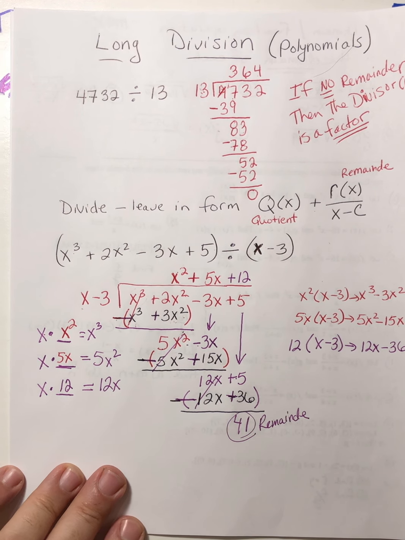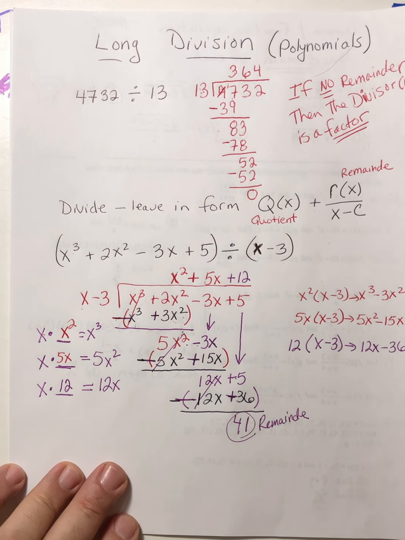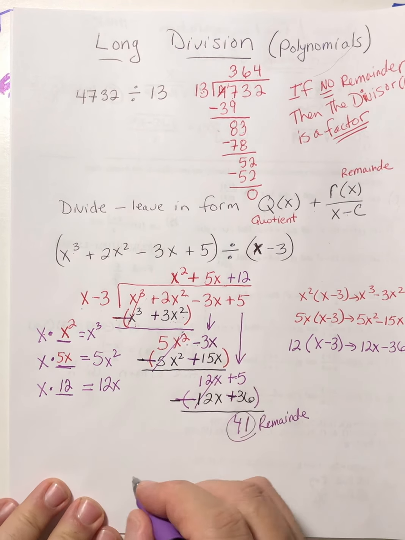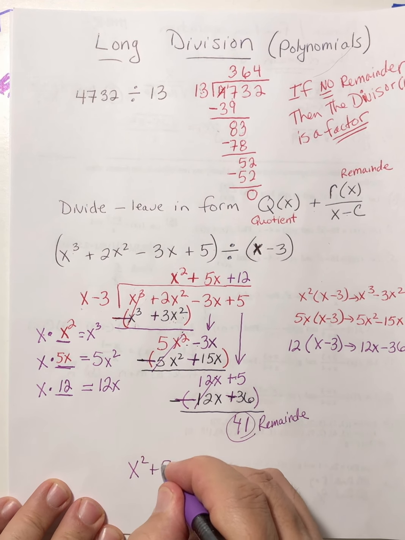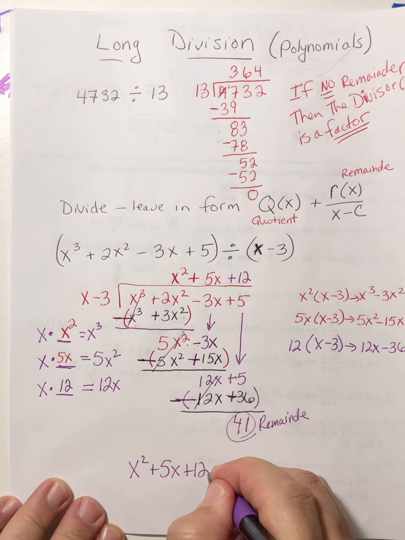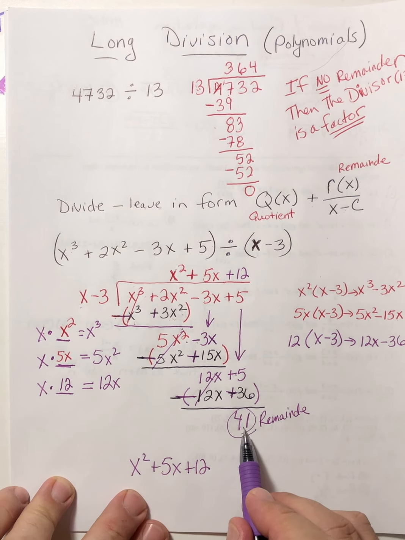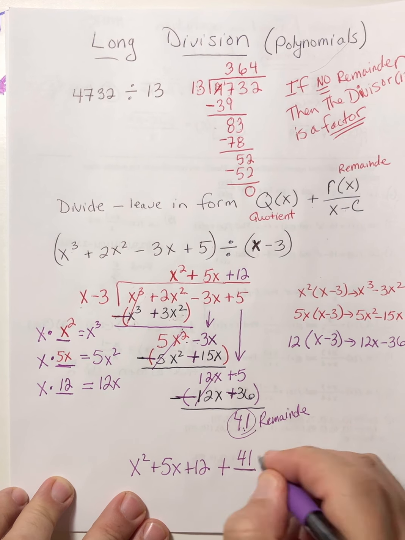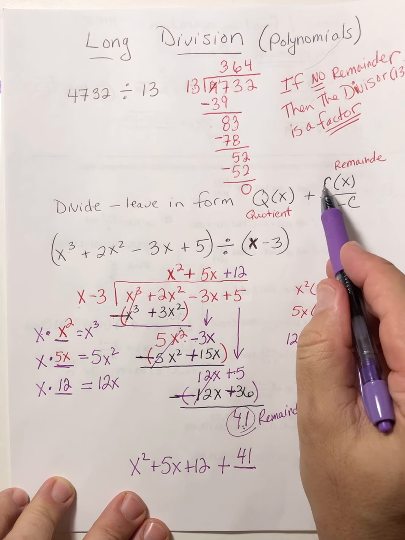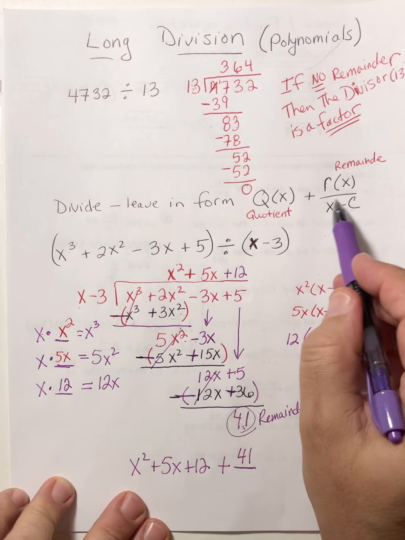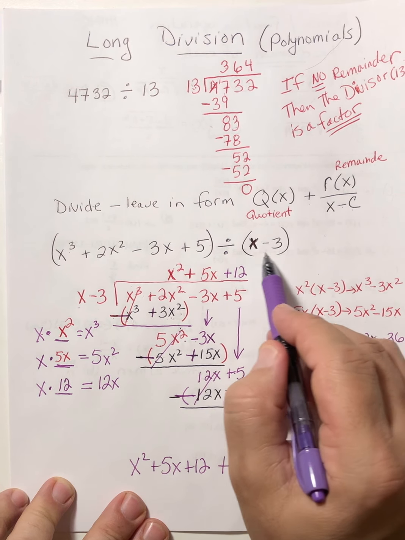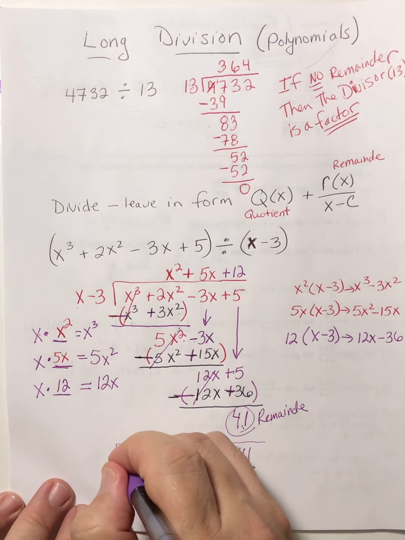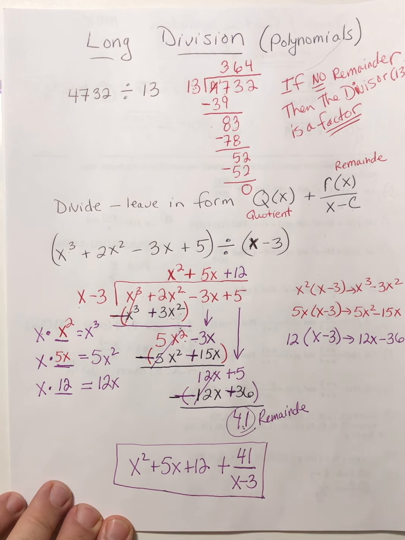And now it's just a matter of properly writing this out. We have to be in this format. This is the quotient. So x squared plus 5x plus 12. And then 41 is positive, plus 41 over the x minus c. Remainder over x minus c. That x minus c is this thing right here, x minus 3. And now we officially did long division.